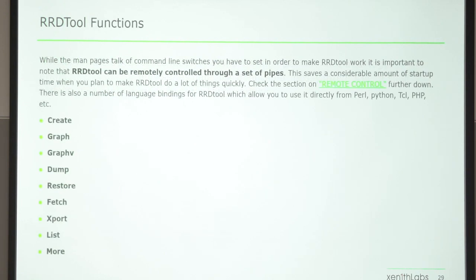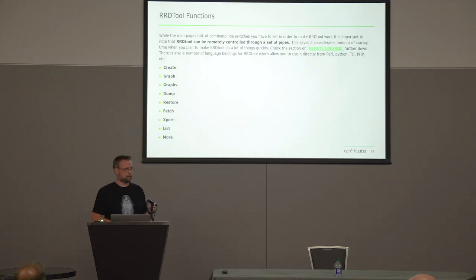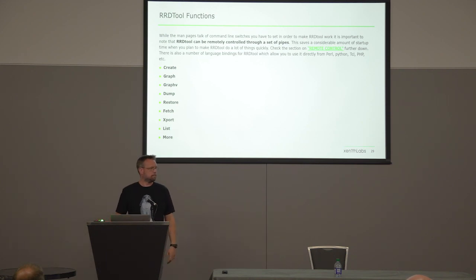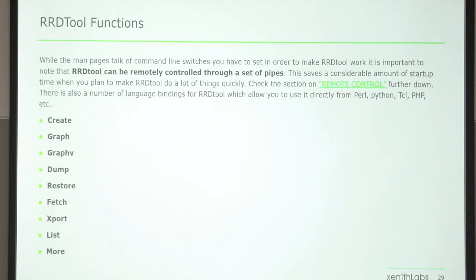Now, RRDTool is also very complex. It has a lot of different functions. It said that -c is not a valid function. Yeah, I think we're onto something here. And graph, yeah, we saw graph. Also, we can see that it supports bindings from Perl, Python, TCL, PHP, and it has remote control through a set of pipes. Okay, that sounds exactly like what's happening.